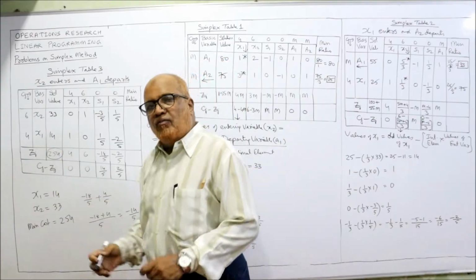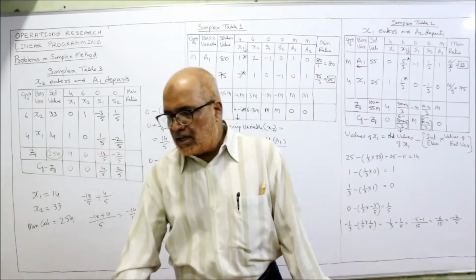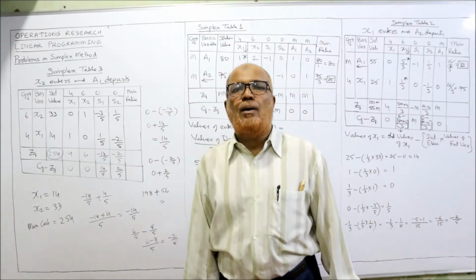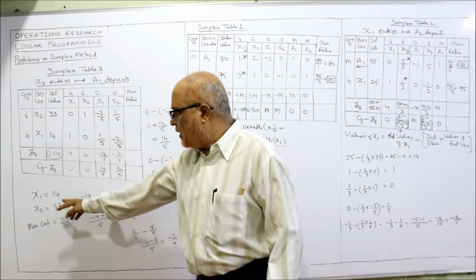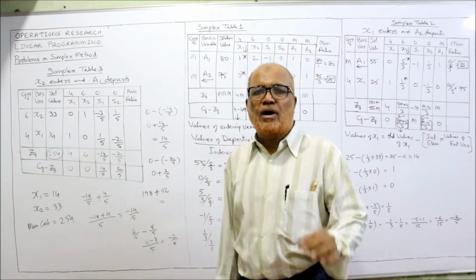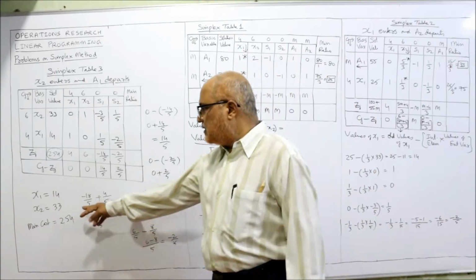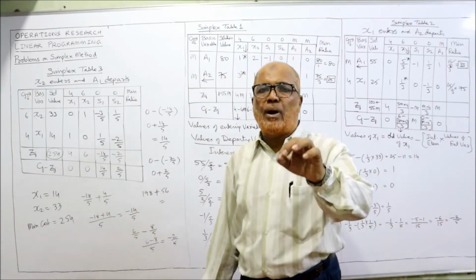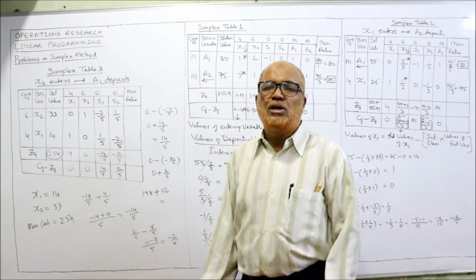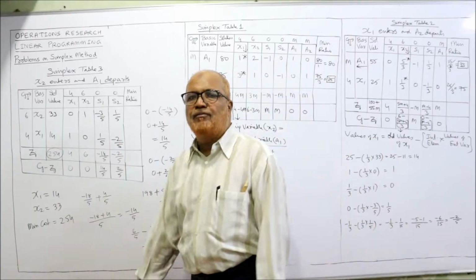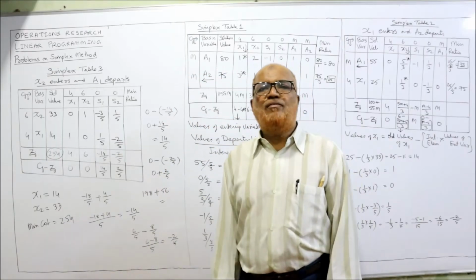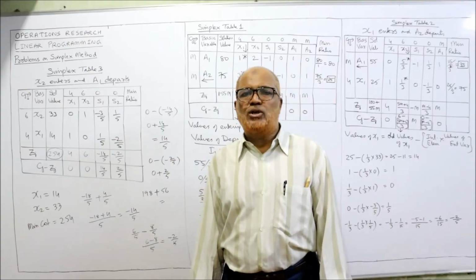So what is x1 and x2? x1 is the number of units of compound A to be produced. And so how many units of compound A? 14 units of compound A should be produced and 33 units of compound B should be produced, so that the total cost will be minimum at 254. That's all. This is the first problem on minimization type.